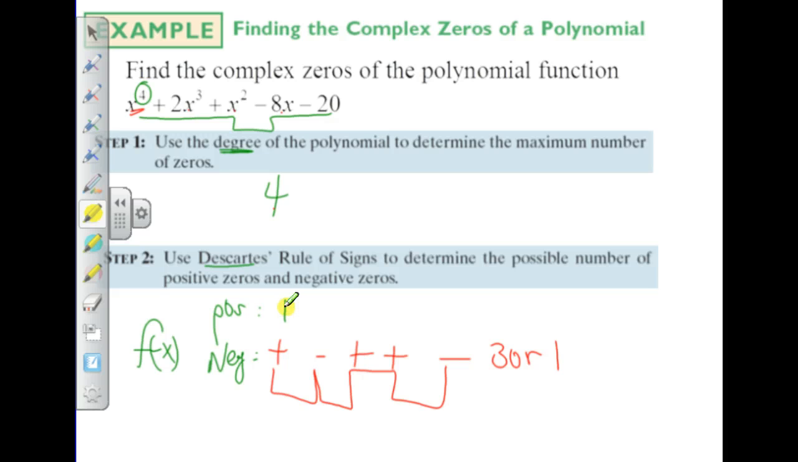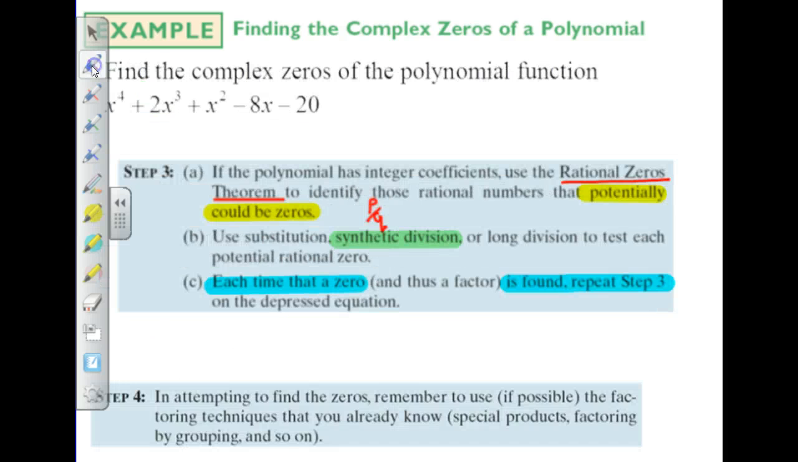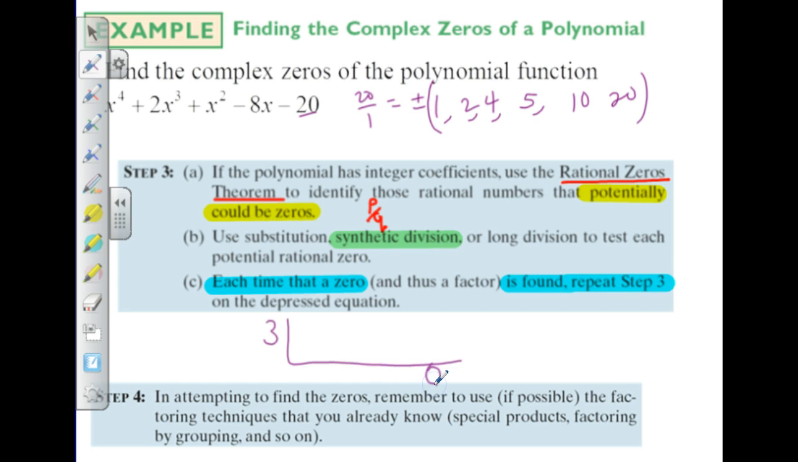So I'm done with Descartes' rules of signs. I could try the rational root theorem, P divided by Q, the last divided by the first. Oh, that's just all the factors of 20. 1 and 20, 2 and 10, 4 and 5. And remember, it's plus or minus all of those. So those are the possible places that the function could cross. It doesn't mean that those are answers, but in other words, don't try to synthetically divide by a 3. A 3 will not give me a root 0. It's not even possible. That's what the rational root theorem says.